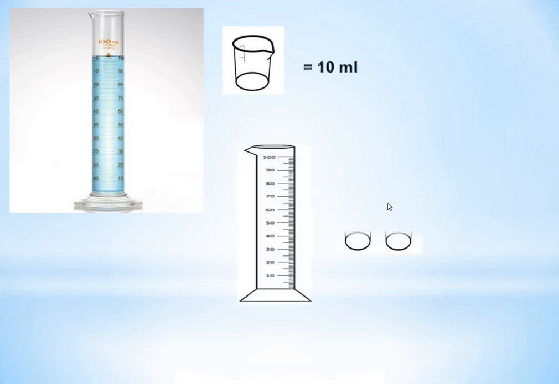Here we have a cup. This cup is 10 milliliters. If we pour 2 cups in this graduated cylinder, so the volume of the liquid is what? It will be 10 plus 10. 10 plus 10 is equal to 20 milliliters. So the volume of this liquid is 20 milliliters. Okay. Color to reach the required volume.